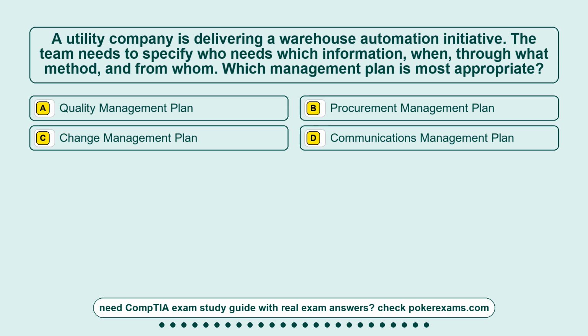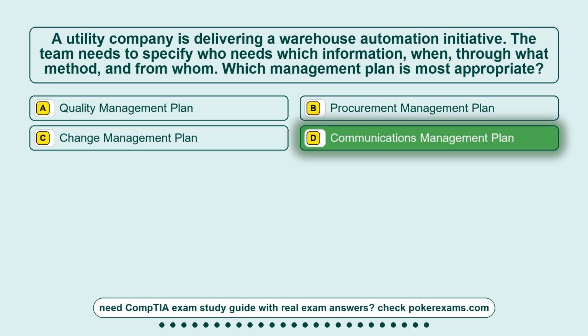Question 11. A utility company is delivering a warehouse automation initiative. The team needs to specify who needs which information, when, through what method, and from whom. Which management plan is most appropriate? Option A, quality management plan. Option B, procurement management plan. Option C, change management plan. Option D, communications management plan. The correct answer is option D, communications management plan.